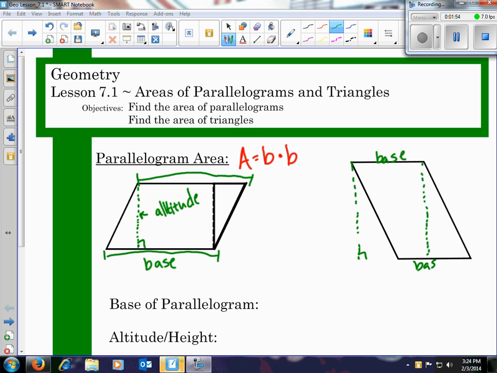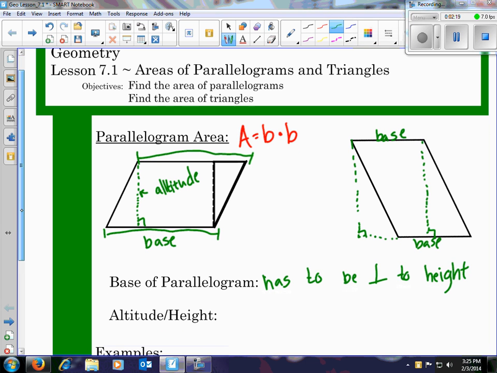and this is my base. Now, my base of my parallelogram has to be perpendicular to the height, meaning my base and my height make a 90-degree angle. So 90-degree angle, 90-degree angle. Now, the altitude or the height connects my parallel bases. So my bases, these two things are parallel. My height is connecting the two bases.